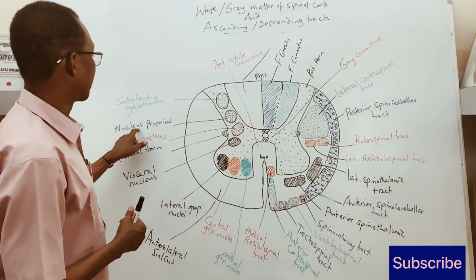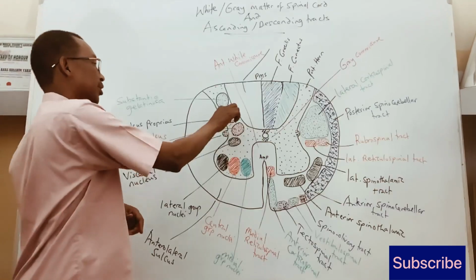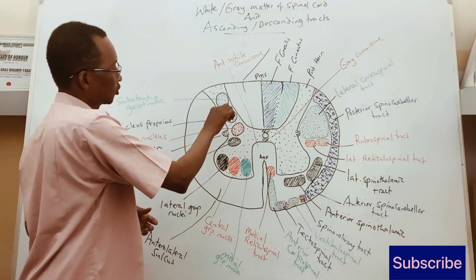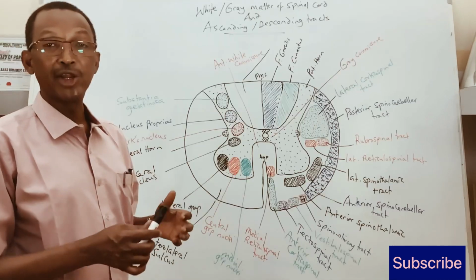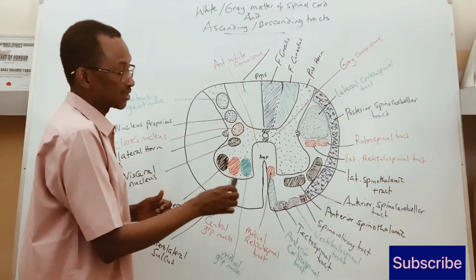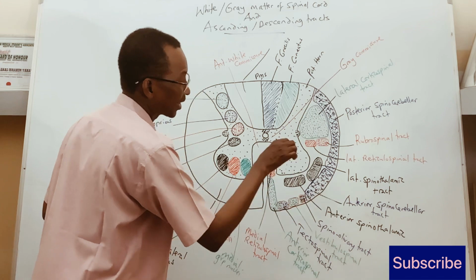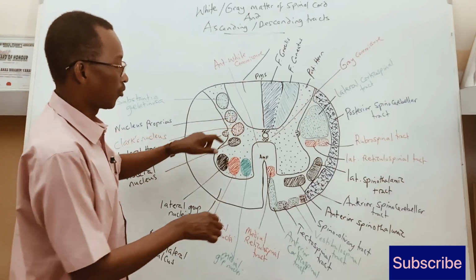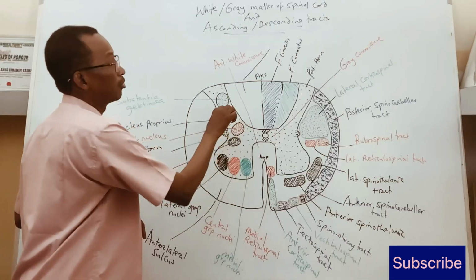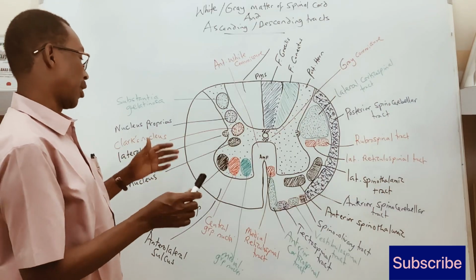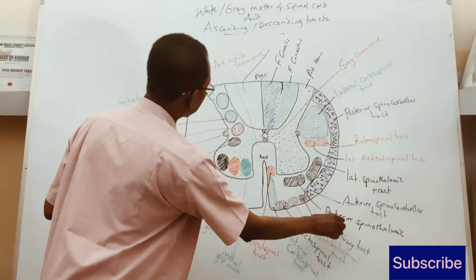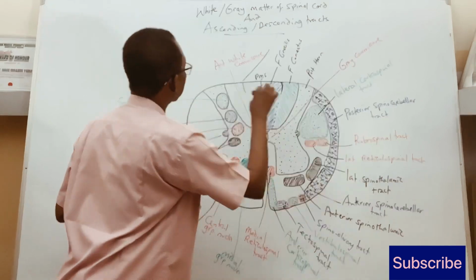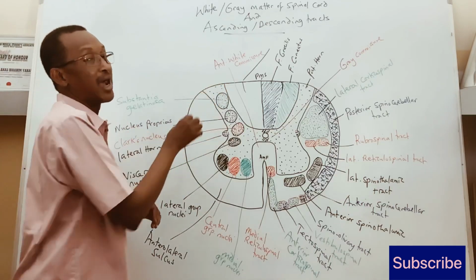The second nucleus is the nucleus proprius. This nucleus proprius lies anterior to the substantia gelatinosa, and it is responsible for carrying information regarding touch and pressure. If you can remember, I said that the anterior spinothalamic tract carries information for crude touch and pressure, and so the second order neuron for this anterior spinothalamic tract begins from the nucleus proprius. So now you can see that the anterior spinothalamic tract has its own second neuron in the nucleus proprius, while the lateral spinothalamic tract has its own second order neuron from the substantia gelatinosa.